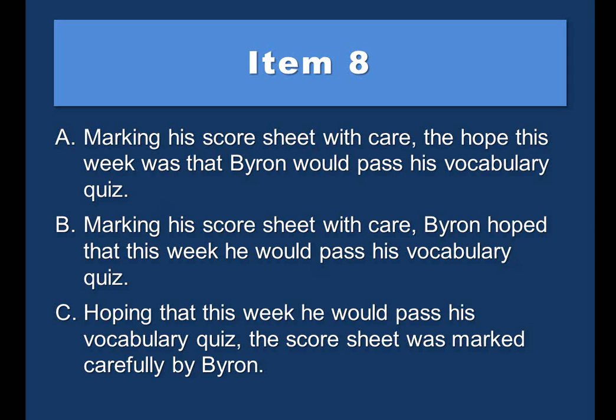Hoping that this week he would pass his vocabulary quiz, the score sheet was marked carefully by Byron. As we have seen, you should avoid passive voice constructions and you should prefer active voice constructions always. So B was no doubt a better answer choice here.